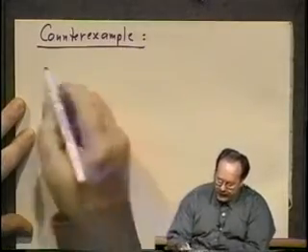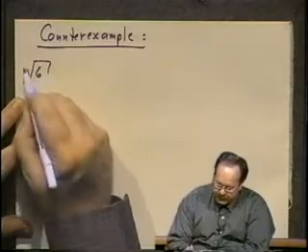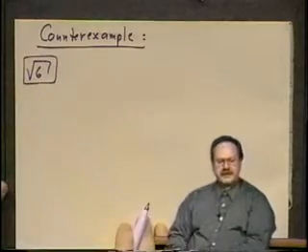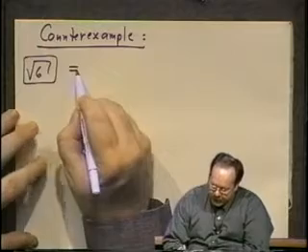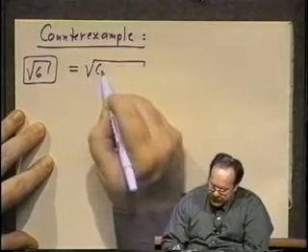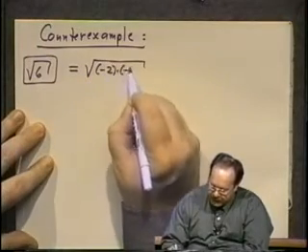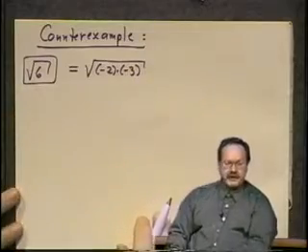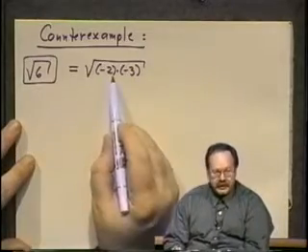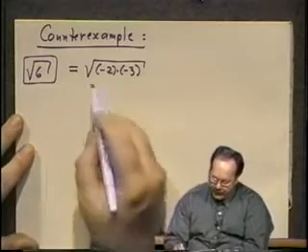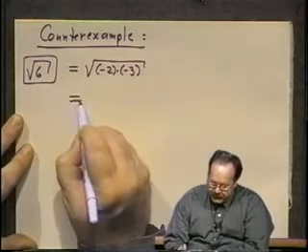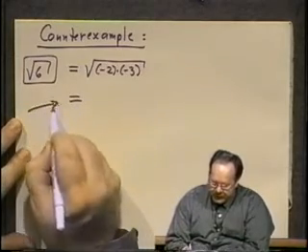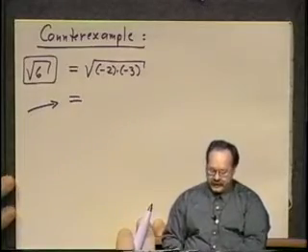Counterexample. Let's start out with a nice simple number like the square root of 6. And I will correctly write it out as the square root of minus 2 times minus 3. Now that's perfectly correct because 6 is equal to minus 2 times minus 3. Now, if I make the standard student mistake, and let me just mark it with an arrow here so you're aware that that's where it happens.